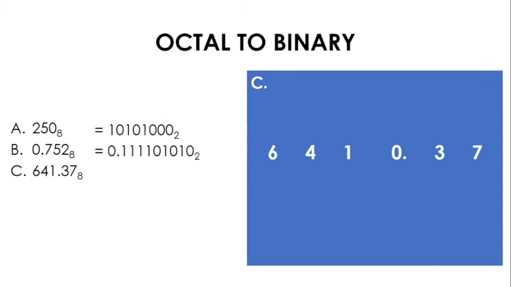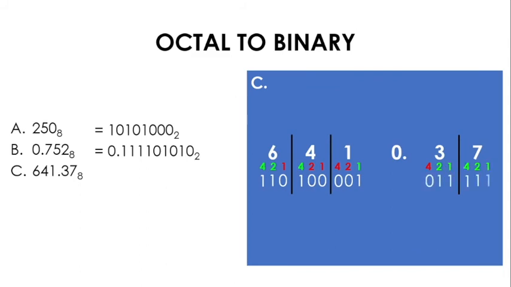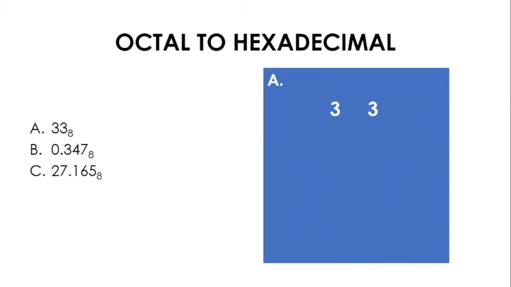For the next example, we will just combine the process we did on the previous examples. For the whole number part, 641, we will be using 1 to 4 from right to left. And for the fractional part, we will be using 4 to 1 from left to right. So the binary equivalent of 641.37 octal is 11010001.011111.